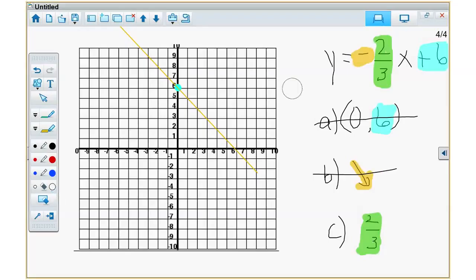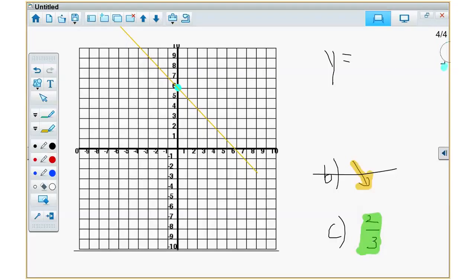So I can actually take this out, this out, this out. Oh, I'm sorry, except for the 2/3. So the 2/3, what does 2/3 mean? Vertical over what? Horizontal. Vertical over horizontal.